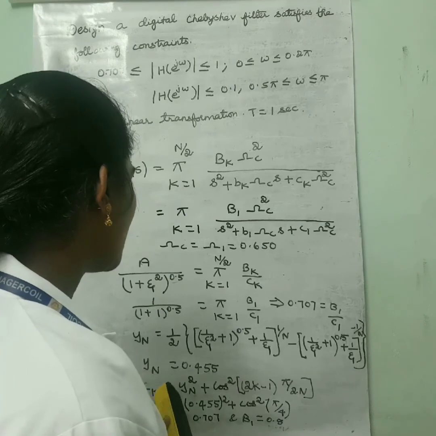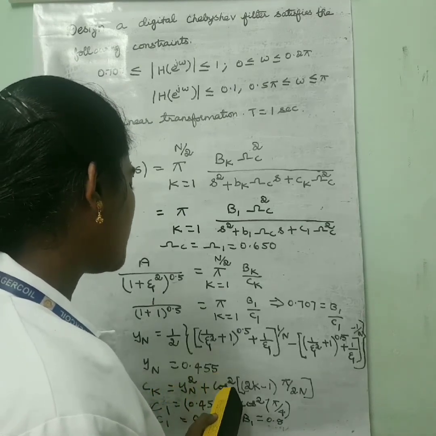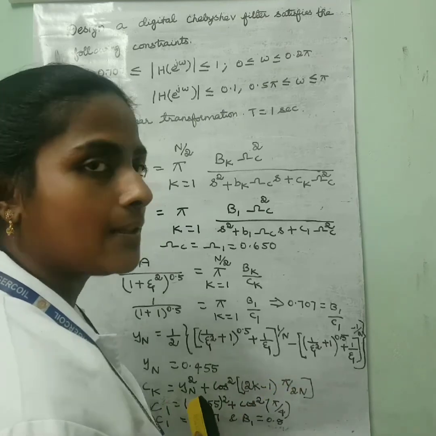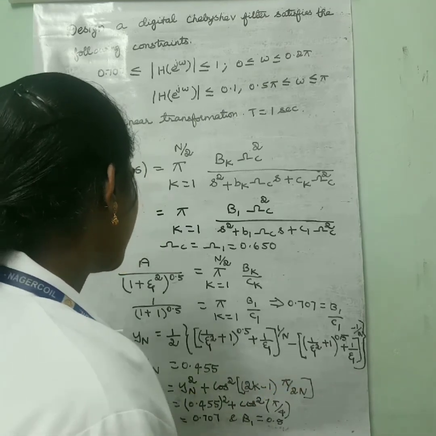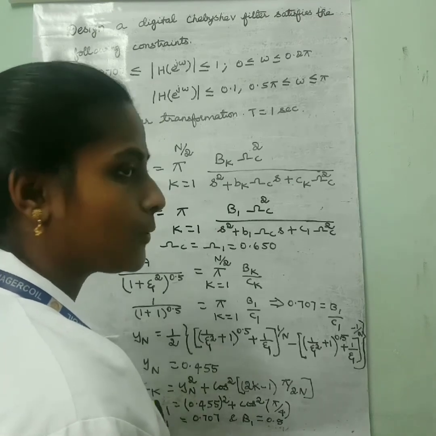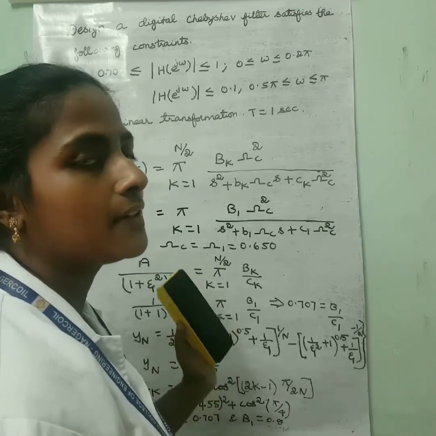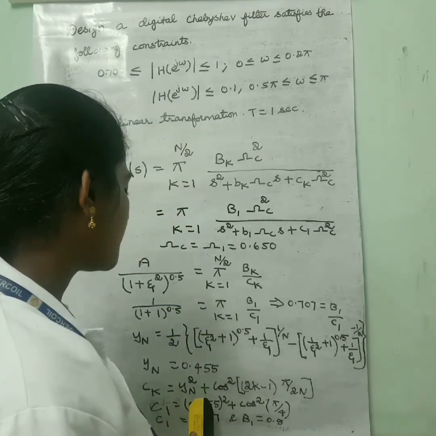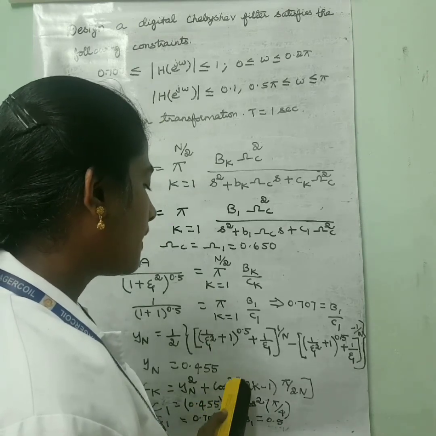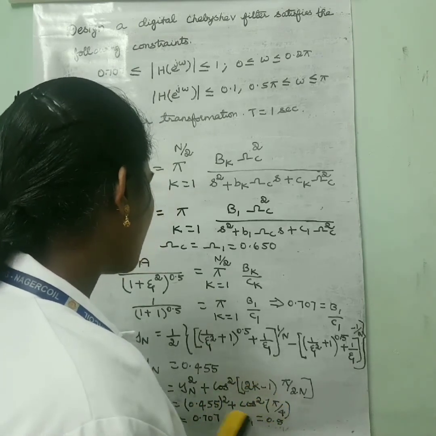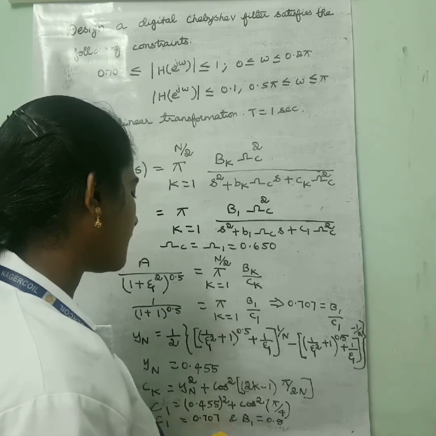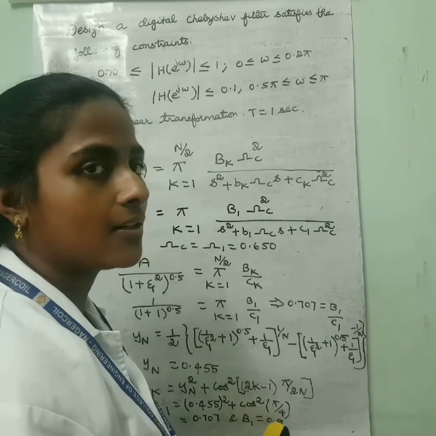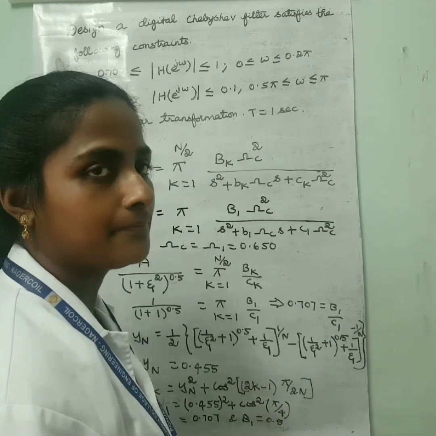Next we should find the ck parameter. ck is equal to yn square plus cos square into 2k minus 1 into pi divided by 2n. So yn value is 0.455. So c1 is for k equal to 1, because n is even, so we will get only k equal to 1. So c1 is equal to 0.455 the whole square plus cos square into pi by 4, that value is 0.707. So when you substitute this value here, you will get b1 is equal to 0.5.